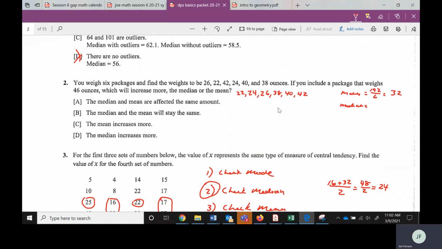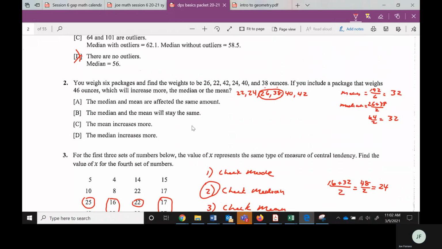The median, since there's 6, you go 1, 2, 3, and 1, 2, 3. So the two middle numbers are 26 and 38. You have to find the average of that. So you're going to go 26 plus 38, which is 64, divided by 2. So the mean and median are both 32.